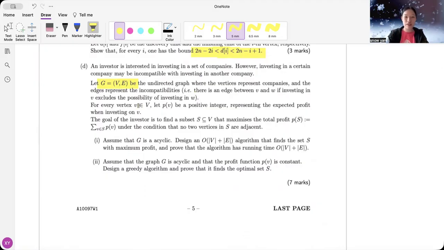For every vertex v in V, let P_v be a positive integer representing the expected profit when investing in v. The goal is to find the subset S that maximizes the total profit under the condition that no two vertices in S are adjacent. In part I, we're going to assume that G is acyclic. Design an algorithm that finds the set S with maximum profit and prove that the algorithm has this running time.